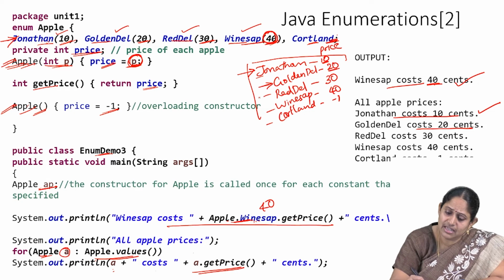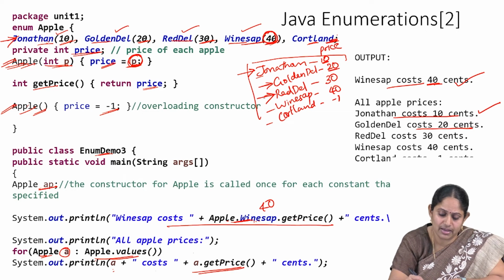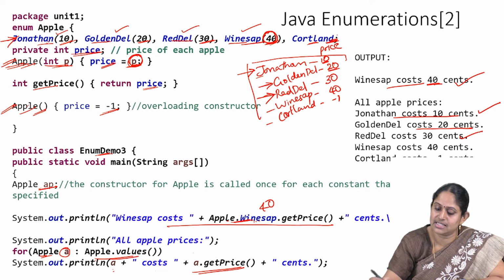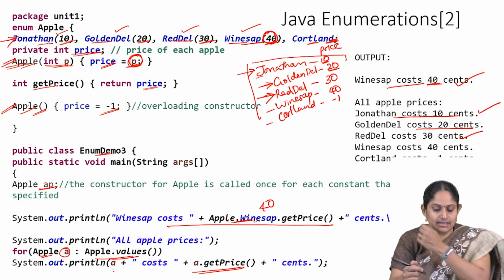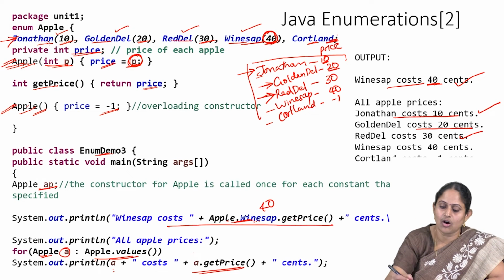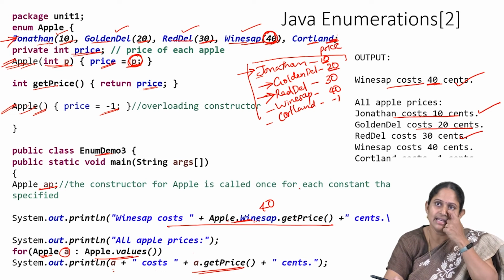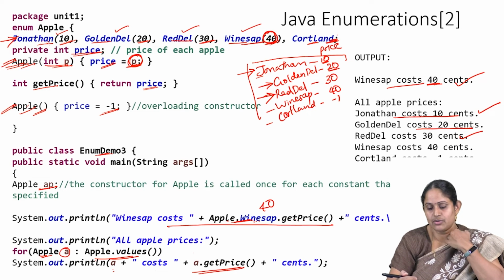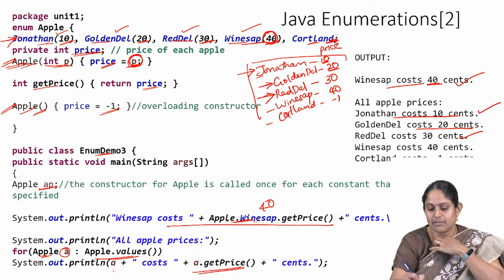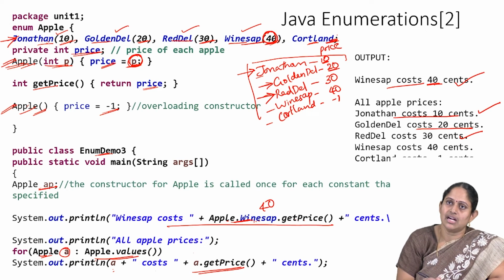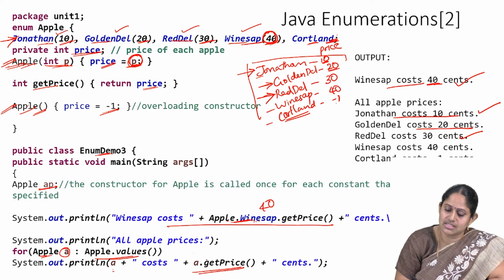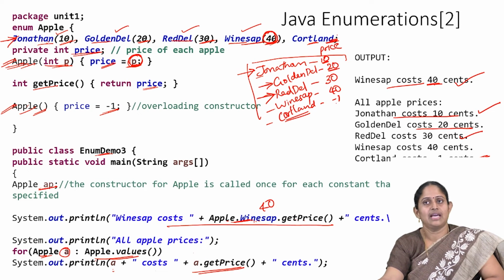Next, A will be pointing over to Reddell. So A contains Reddell, and it will display Reddell costs 30 cents. Likewise, this for loop will iterate until all the elements of the array are displayed. So once it displays Cortland, it will stop. Since Cortland's value was -1, it will display Cortland costs -1 cent. So you get this output as well.